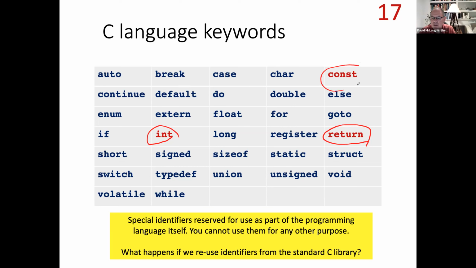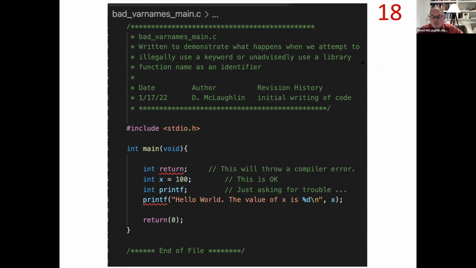I briefly talked about what const was. So so far we've just covered 3 of these words. I wanted to show you what happens if you go looking for trouble. Let's suppose that you deliberately use some of these words as names of identifiers in your program. So here's a program I've called bad var names, and it's written to demonstrate what happens when we attempt to illegally use a keyword, or unadvisedly use a library function. You're not allowed to use keywords for variable or function names.